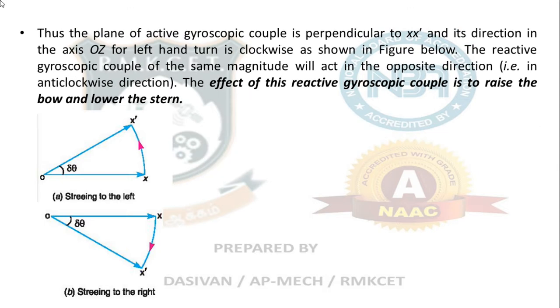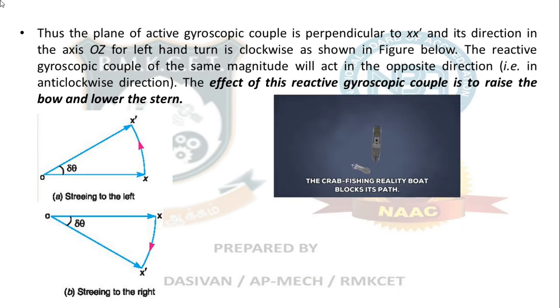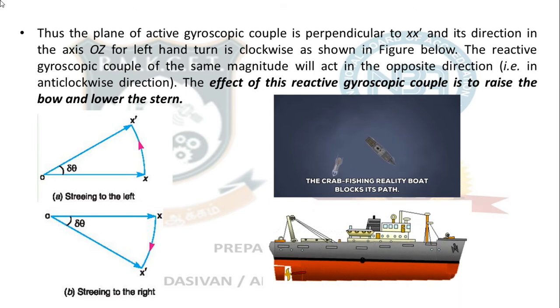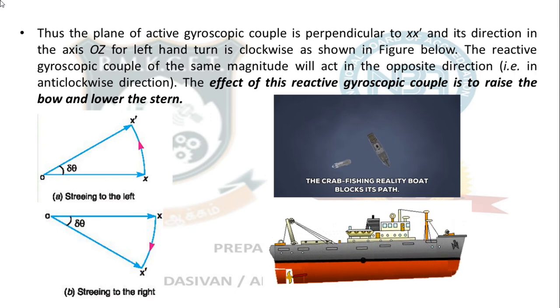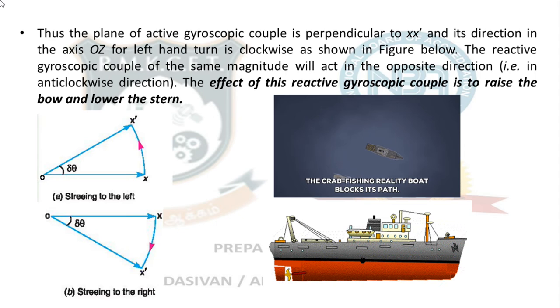Thus the plane of the active gyroscopic couple is perpendicular to XX dash, and its direction is in the orthogonal direction, for a left-hand turn in clockwise, as shown in the figure below. So this is yaw motion. I am horizontally turning the ship on water without doing anything else. So the result of this, when you have a propeller going around and you are taking a turn on left or right, what will happen? It will pitch the ship. The reactive couple will pitch the ship.